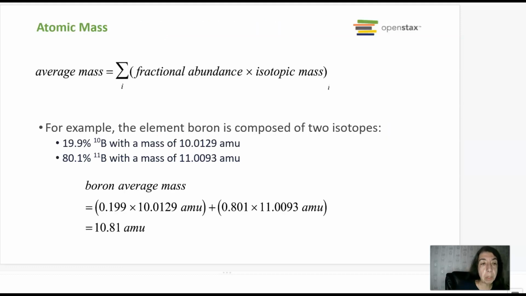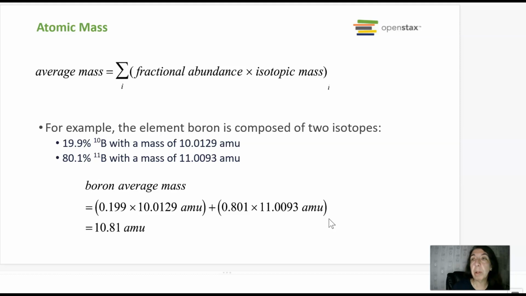And how you arrive at this average mass is it's the fractional abundance times the weight of that isotope. So for example, the element boron, which we talked about before, 19.9% of it is B10, that has a mass of 10 AMUs, and 80% of it is B11 with a mass of a little more than 11 AMUs. So to find the overall mass, it's the percentage times the weight, you see here, and then a percentage times the weight, and you add it. So it's not an average divided by 2, it's a weighted average, and you get 10.81.